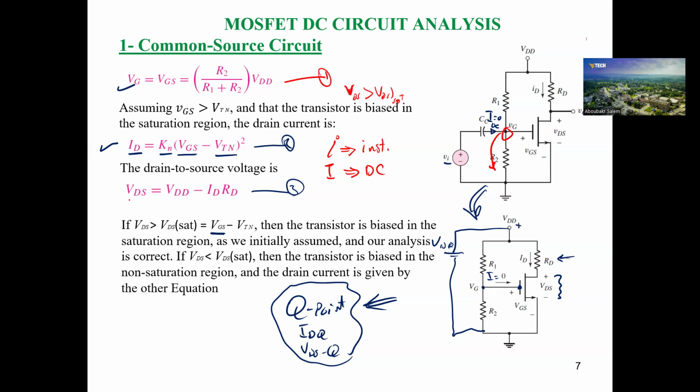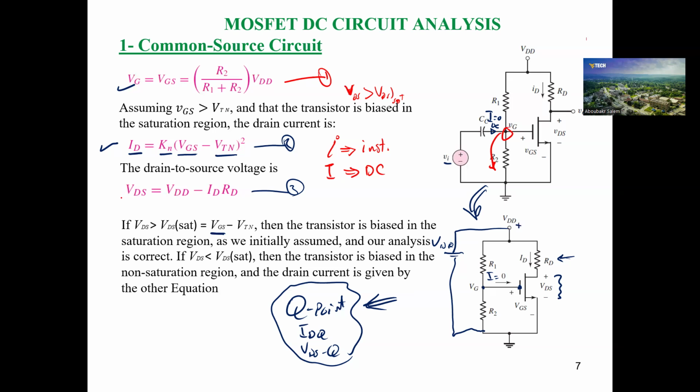Then compare VDS with what? With the VDS saturation. So you know that VDS saturation equals VGS minus V threshold. VGS is calculated in the first step. Subtract VGS minus VTN, so you will know the value of VDS saturation. Compare the VDS saturation with the VDS you obtained from step number 3.